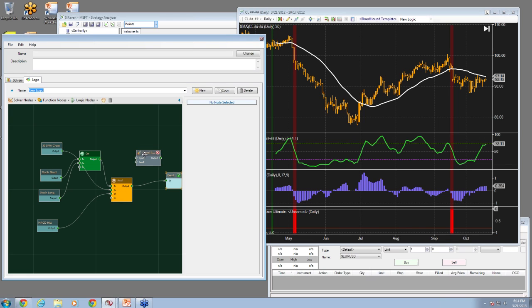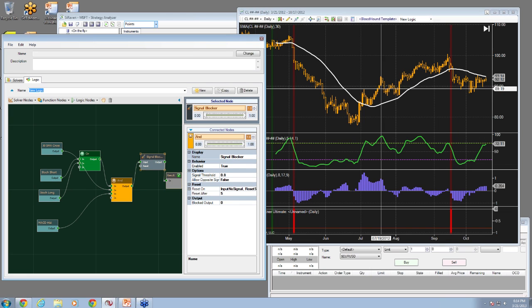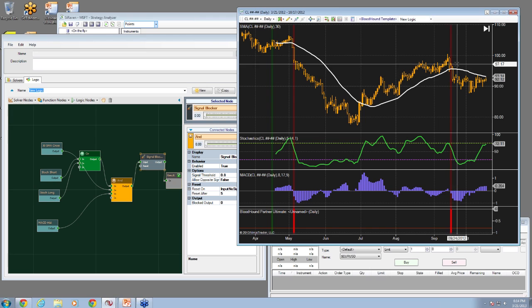Now I put this little signal blocker node in here. And now you can see all these guys that used to be two thick now just become one thick, just one bar. So we get these clean, really concise buy and sell signals.